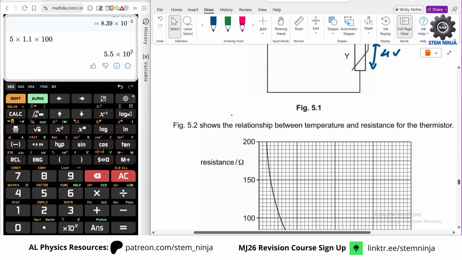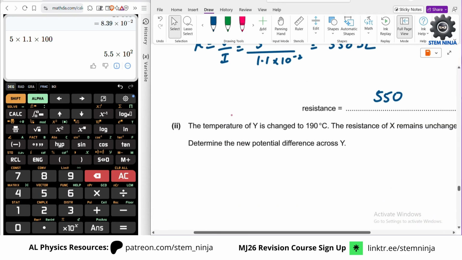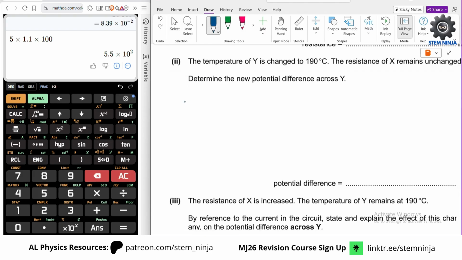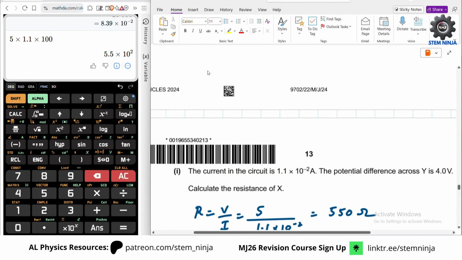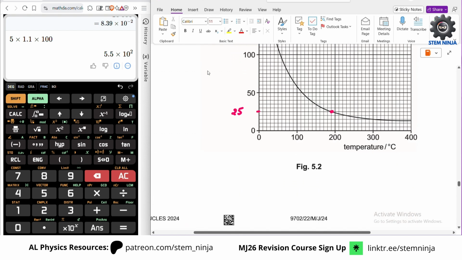Now the potential divider formula. So V across Y would be 25 over 25 plus 550, times 9 volts.